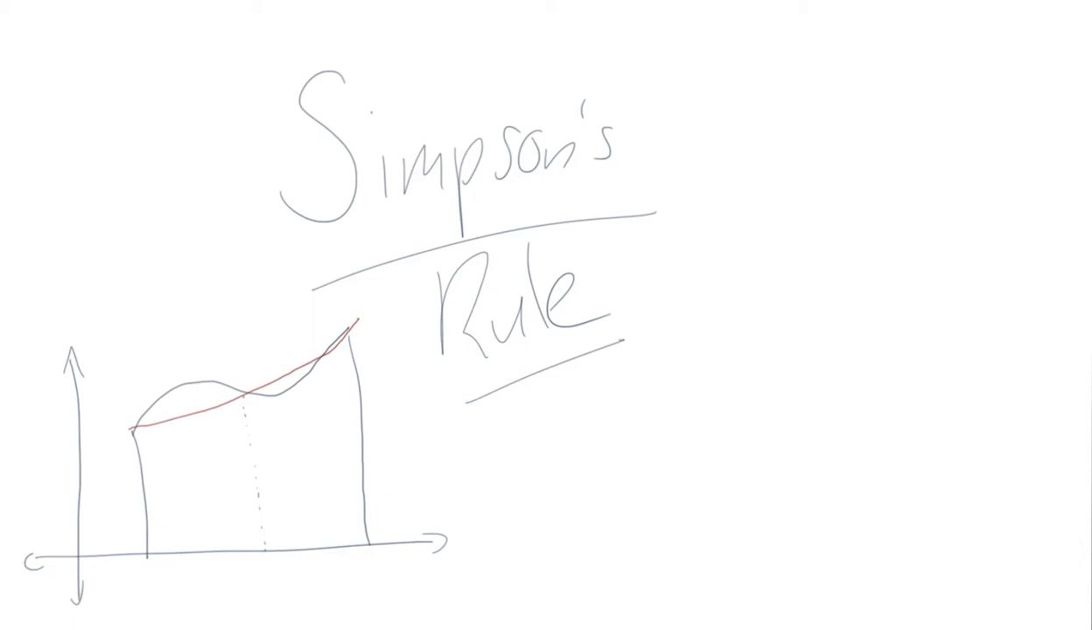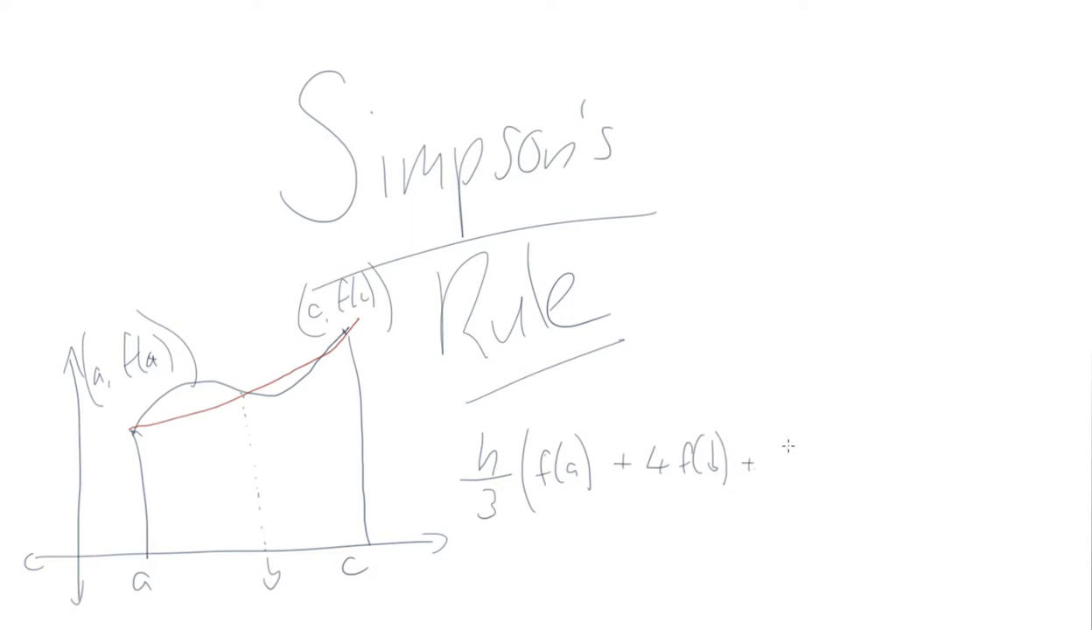The rule, for Simpson's rule, says h on 3, and then it says f of a. Well, let's call them a, b, and c again. Make life a little bit nicer for ourselves. So this here, of course, is a, f of a. And we've got f of c here. So c, f of c. And this is b, f of b. It says f of a plus 4f of b plus f of c.